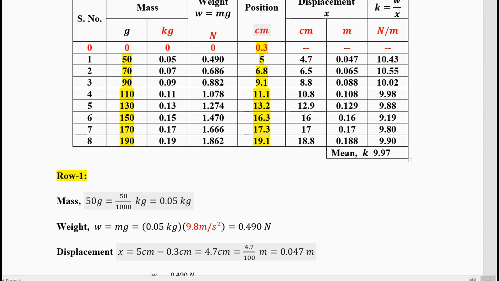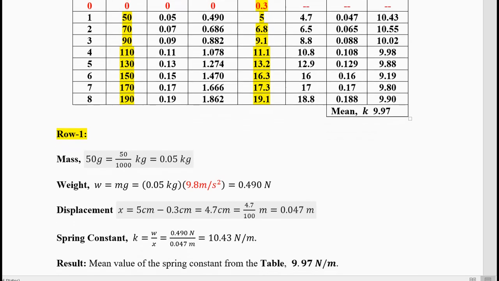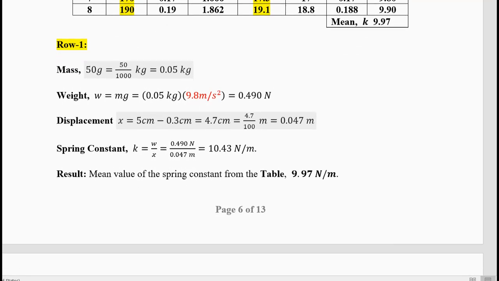Your first point is 0, 0 and not 0, 0.3. It is 0, 0. When the force is 0, the displacement is 0. Okay. 0.3 minus 0.3 is 0. 0 divided by 0 is not defined. So do not write anything in this portion of the table. Leave it blank the way I have done it.